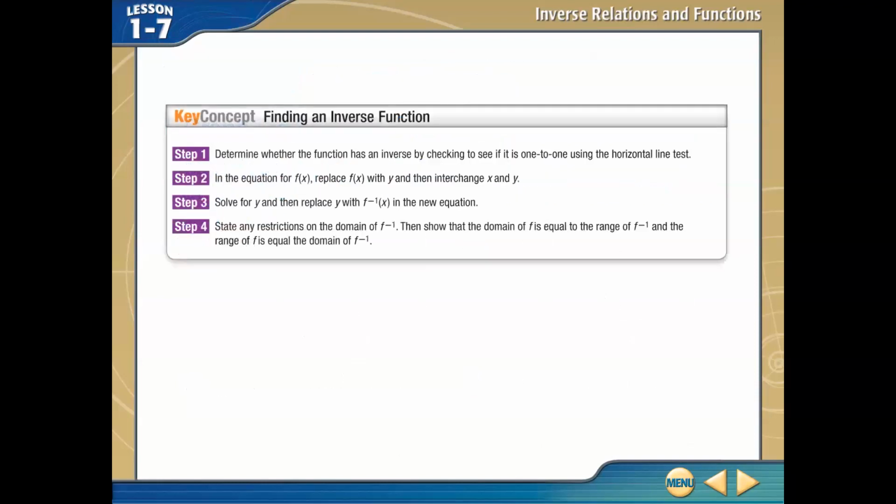Okay, so when it comes to finding the inverse function, like I said, an inverse relation is just switching the x and y values. We switch them.